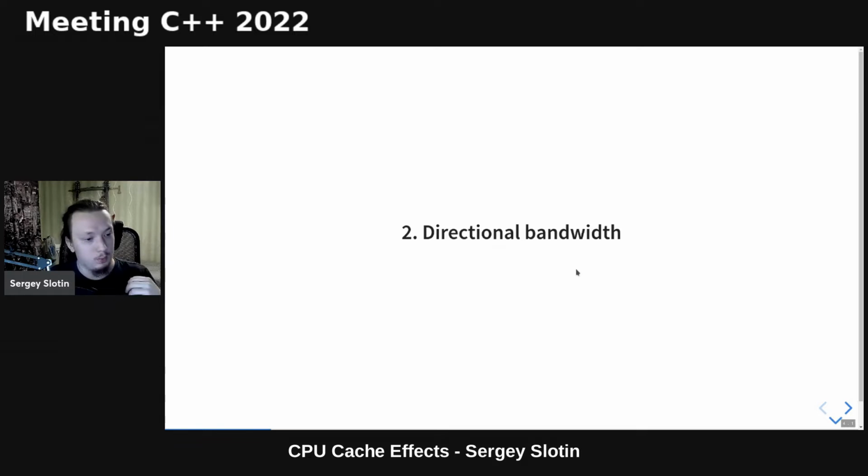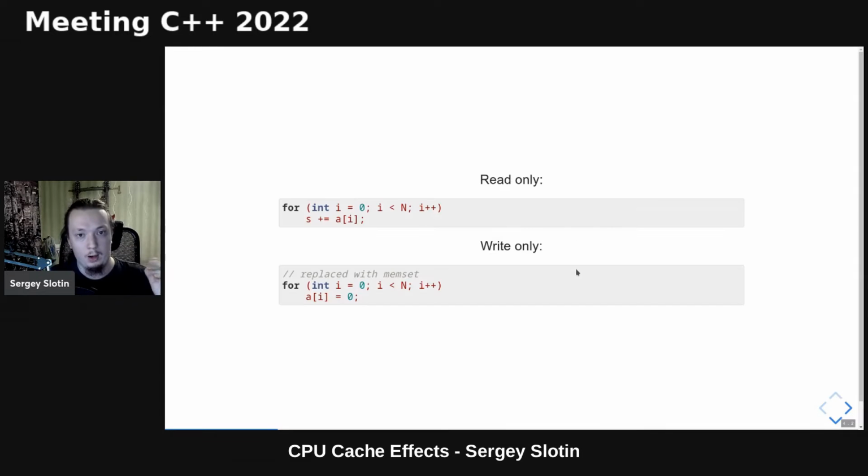So let's try to measure unidirectional bandwidth. To make the CPU generate only read requests, we can calculate, say, the sum of the array. And zeroing out an array or filling it with any other constant value only requires memory writes. It doesn't need any reads. Same as with the incrementing loop, these two loops can be easily vectorized by the compiler, and the second one is actually replaced with memset. So the CPU is not the bottleneck here.